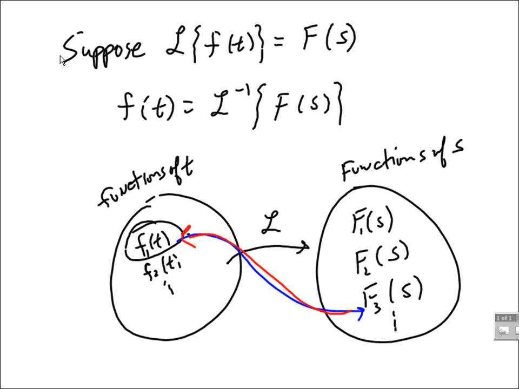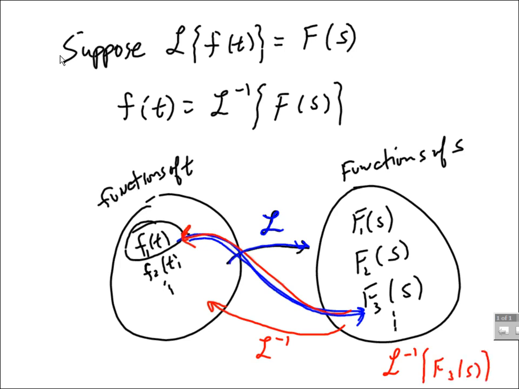When we go from the left to the right, it's the transform. When we go the other way, we call it the inverse. So in our case, L inverse of F1 of s is f1 of t. It just goes back.